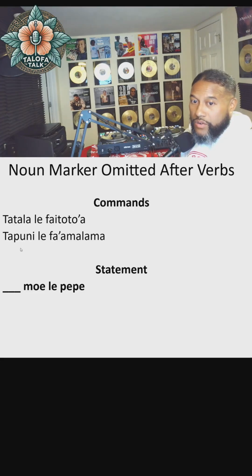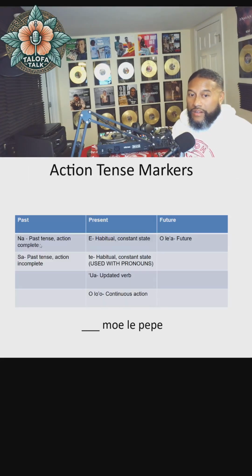That's what these are. We can use a past tense marker like na or sa. I'm not going to get too deep into this. We have videos on talofatalk.com, but I'll explain it a bit here. Past tense is na and sa. Na is past tense if the action is complete. If I say na moi le pepe, the sleep is done, over with: the baby slept.